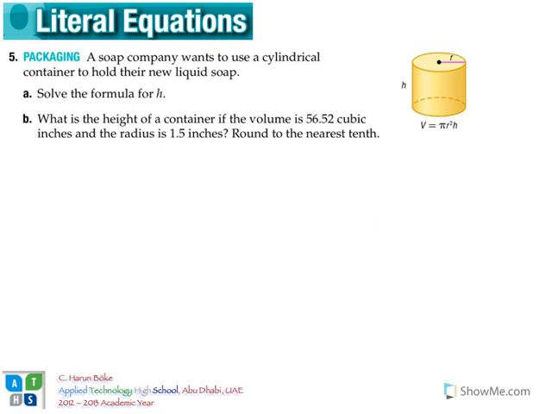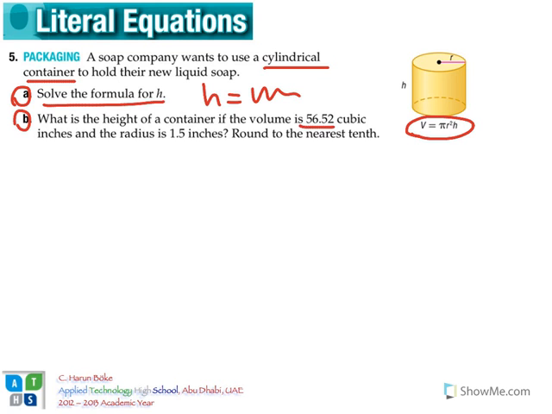In this example, we have this cylindrical container, and the volume is given as a formula here. Now, let's read. A soap company wants to use a cylindrical container to hold their new liquid soap. So in part A, we are going to solve the formula for H. So we are going to write H equals something. And in part B, we are going to substitute the given values into the new formula that we have found.